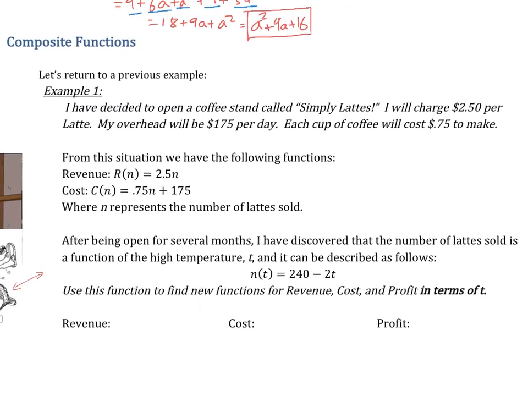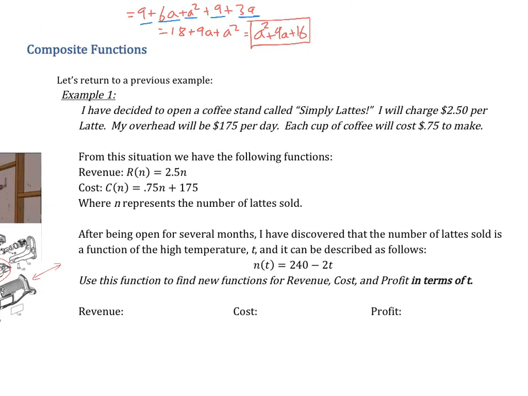All right, let's look at a mathematical example of a composite function. So I've decided to open up a coffee stand. I'm going to call it Simply Lattes. That's all we make because I like lattes, so everyone else should, right? To make this simple, I'm going to charge $2.50 per latte. My overhead, how much I have to pay for my little coffee stand, is $175 per day. And with materials, coffee and milk and stuff like that, it costs me 75 cents to make the cup.